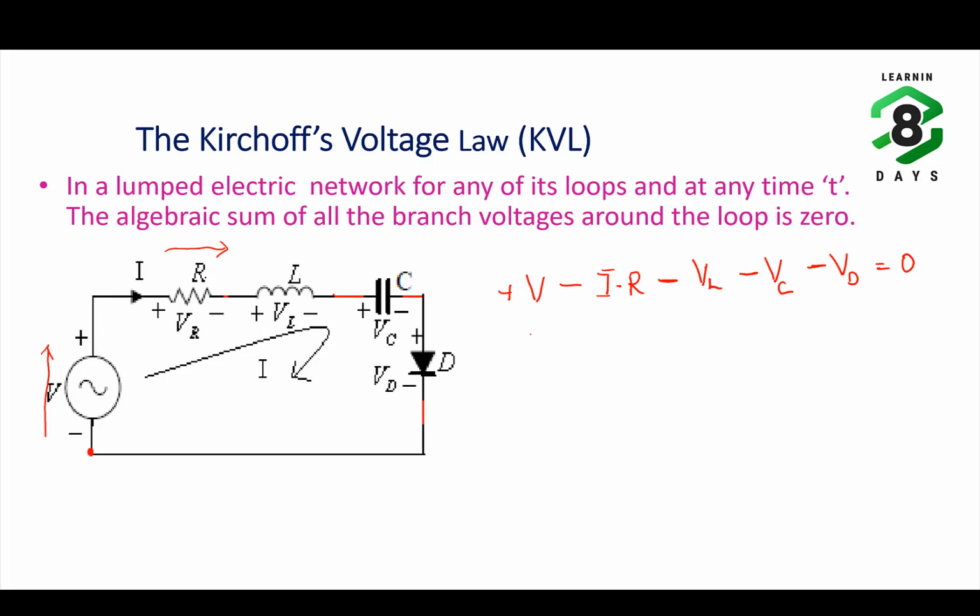So we are going to get V minus voltage across resistor minus voltage across inductor minus voltage across capacitor minus voltage across diode is equal to 0. The algebraic sum of all voltages in a loop is 0. Again I am reiterating the fact: when you give positive polarity to potential rise, you must give negative polarity to potential drop, and vice versa.